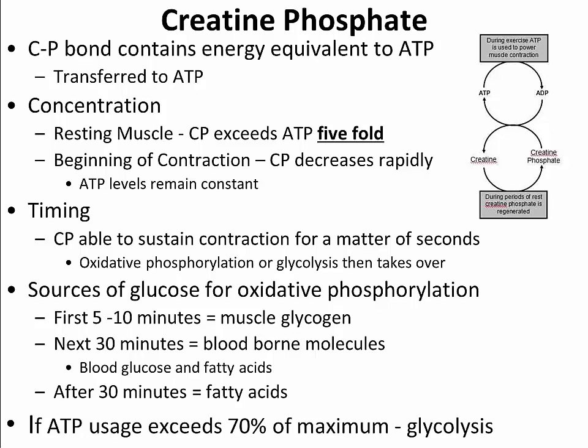In fact, what we notice is that in a resting muscle, the creatine phosphate concentration exceeds the ATP concentration by about 5-fold or so. And when muscle contraction begins, the creatine phosphate concentration decreases rapidly, but the ATP concentration remains relatively constant because that transfer of energy from creatine phosphate to ATP is seamless, and it happens so rapidly that it prevents the overall levels of ATP in the muscle cell from dropping.